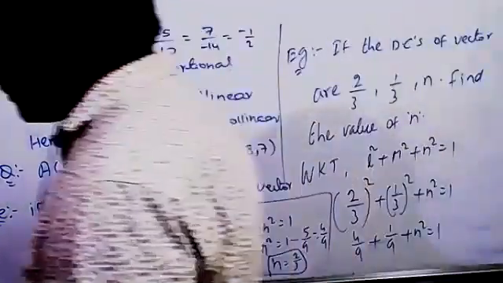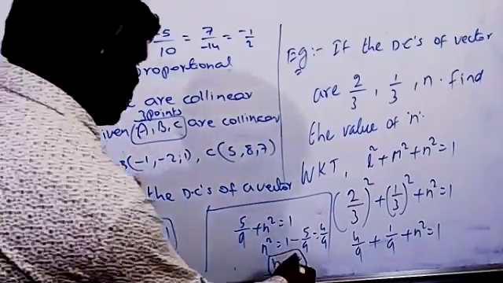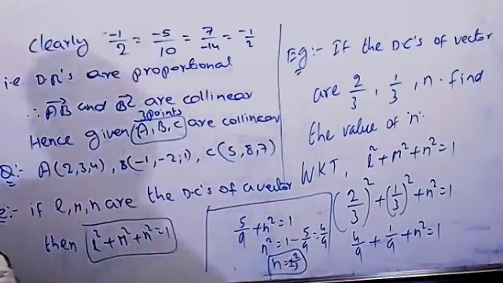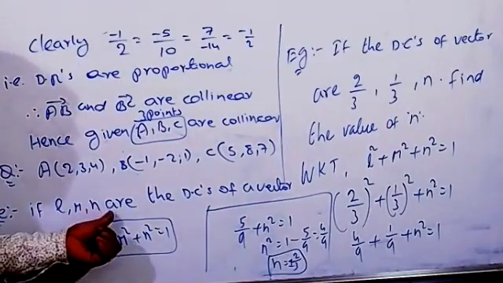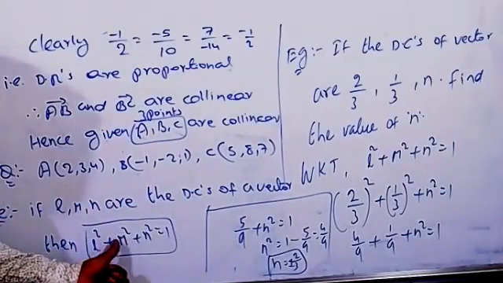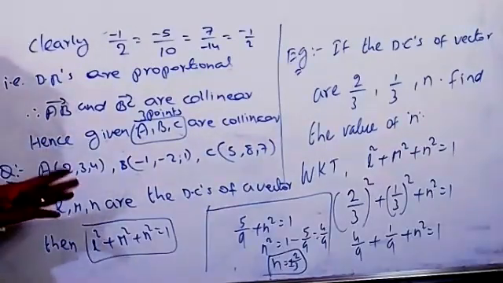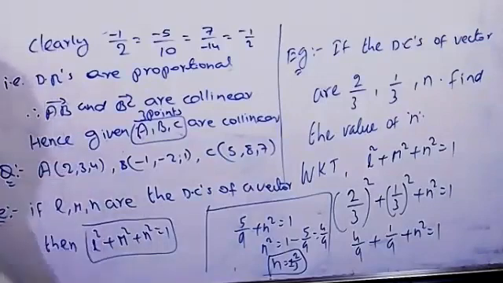The answer for that: the value of n equals 2 by 3. This is also one of the important questions based on direction cosines. If l, m, n are the direction cosines of the vector, then all of you should remember that l square plus m square plus n square is always 1. That formula you can utilize. So this is the concept regarding direction cosines and direction ratios.